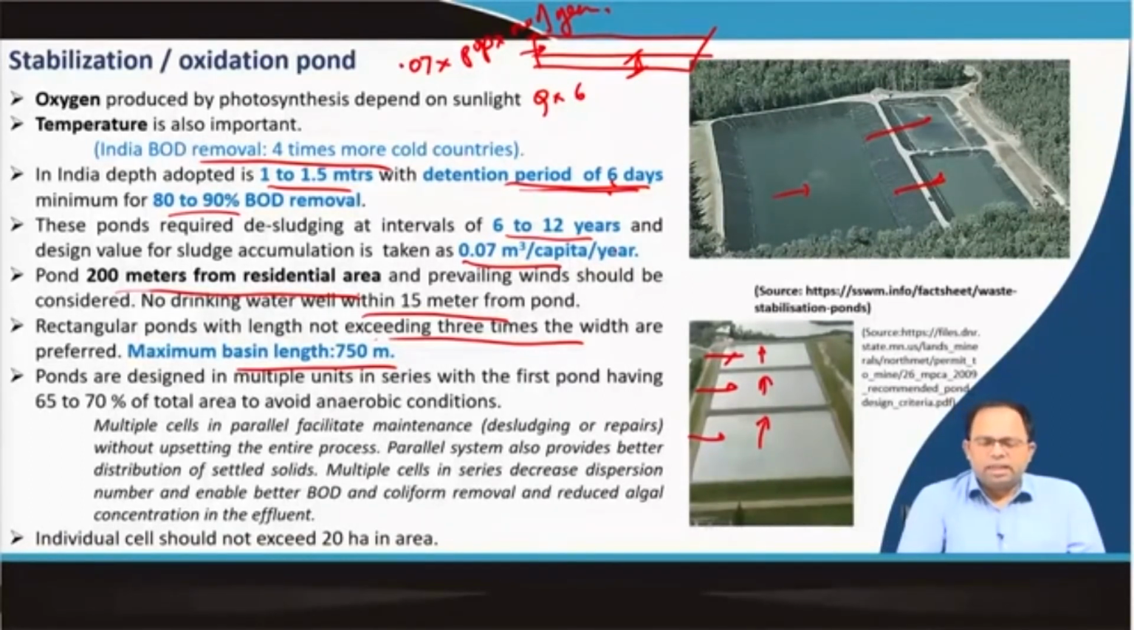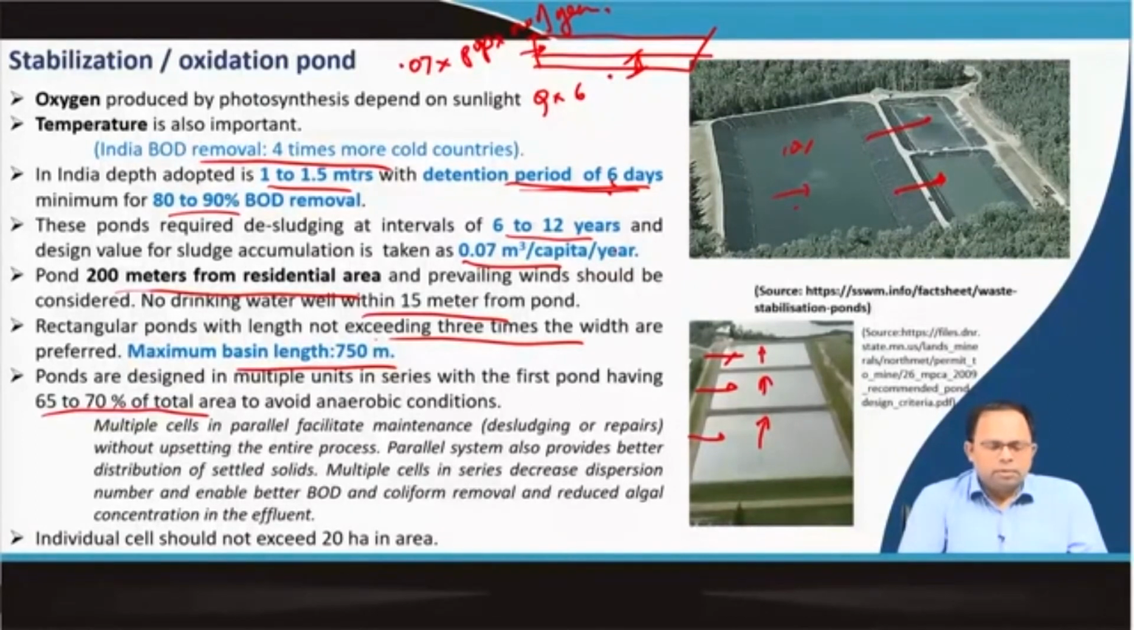So, ponds are designed in multiple units in series, with the first pond having 65 to 70% of the total area to avoid anaerobic conditions. The first pond is actually bigger, as you can see in this image. It holds 70% of the entire volume, so that we have a larger pond, because if it is a smaller pond, there is more chance of anaerobic conditions developing. It is better to have the first pond larger, because most of the sewage load comes into that, and then from there we can have subsequent ponds which are smaller in size.